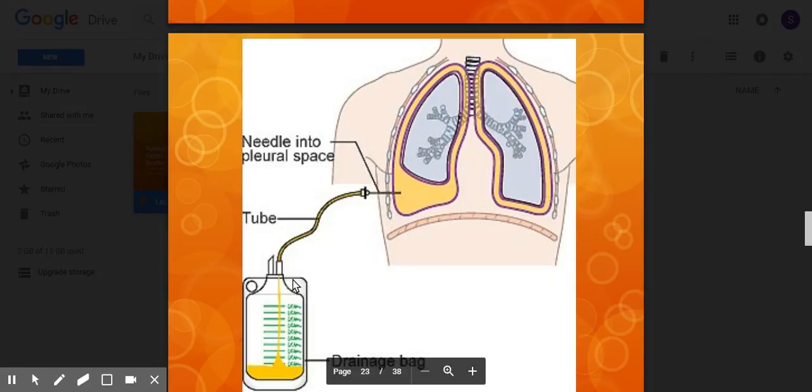And so typically, again, this is where they can go in, they can insert a needle into the chest wall, and they can take this fluid off of a patient. And again, in acute care settings, this is something you will see from time to time.